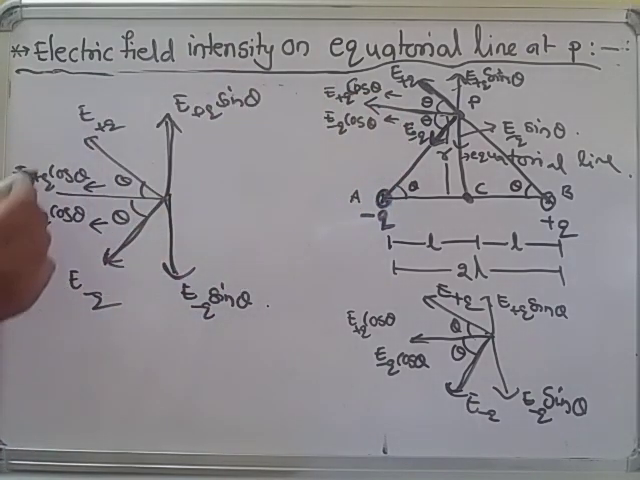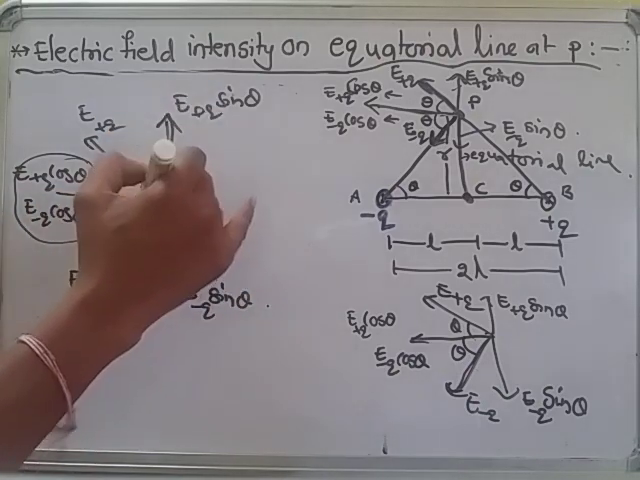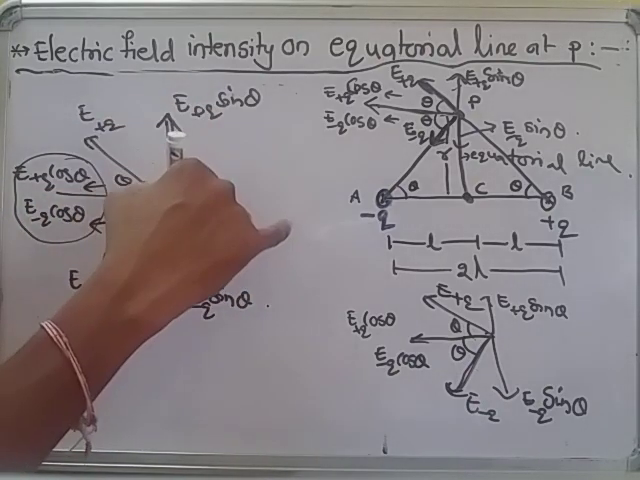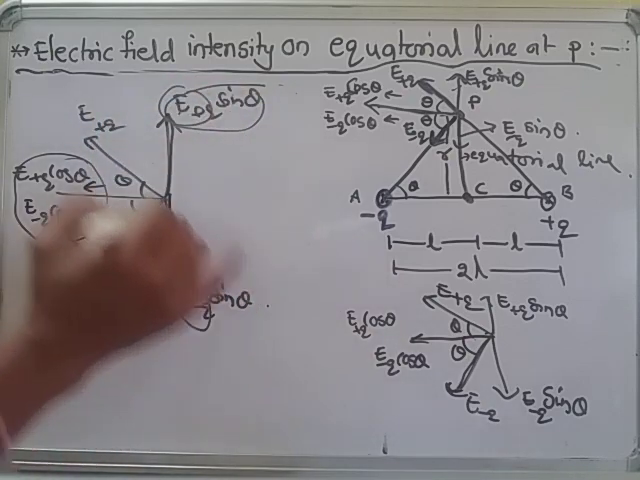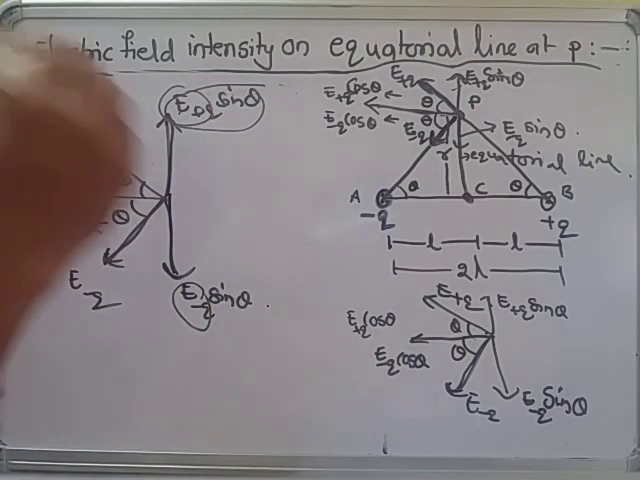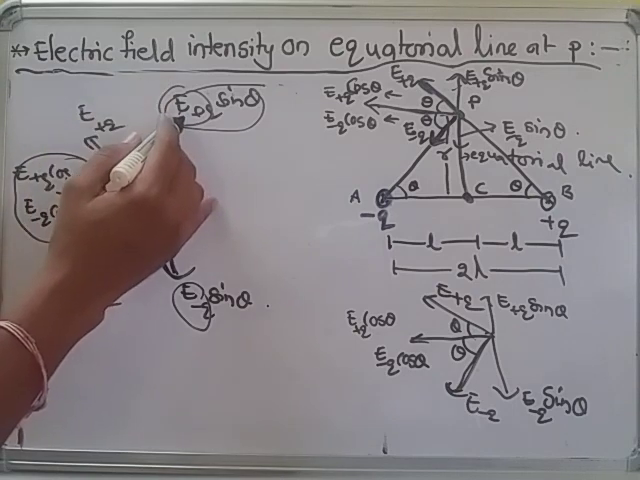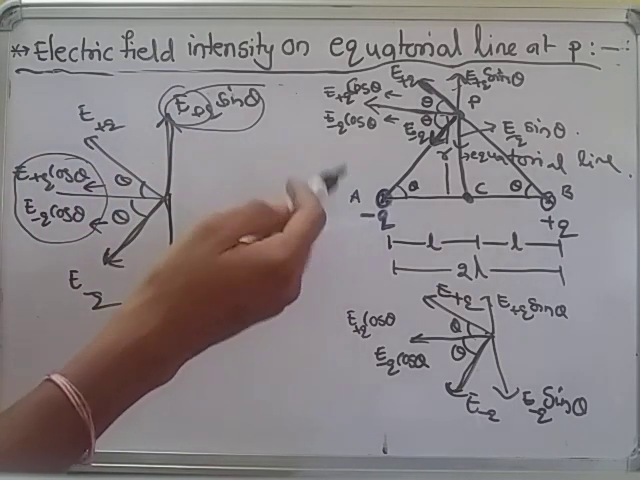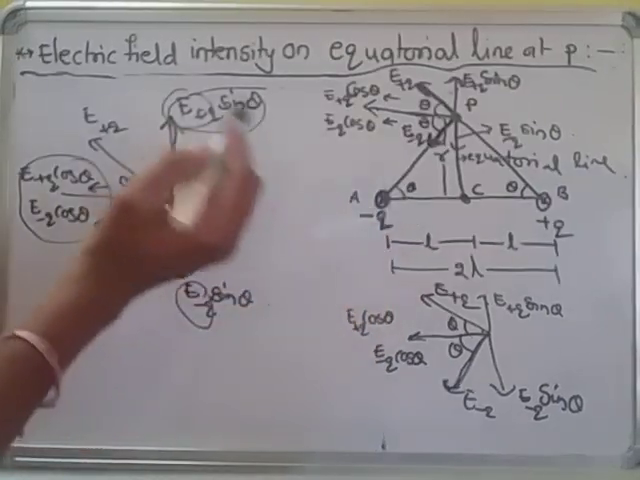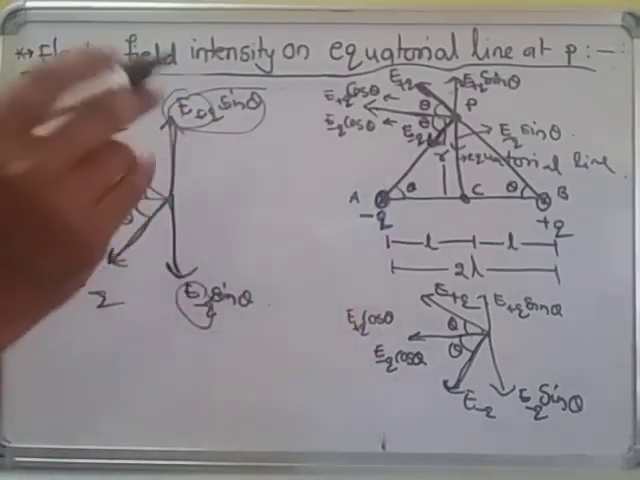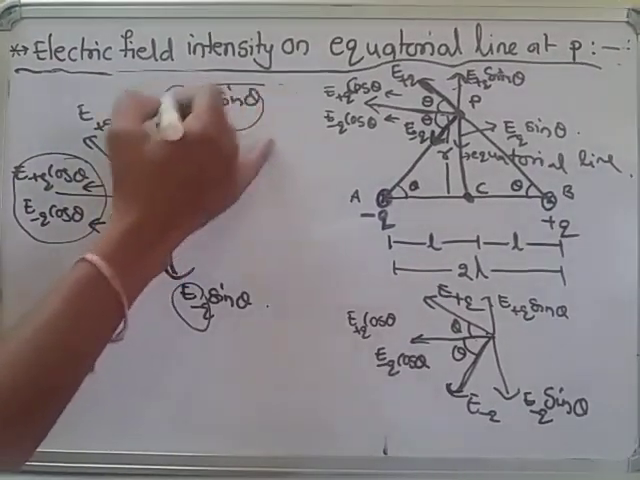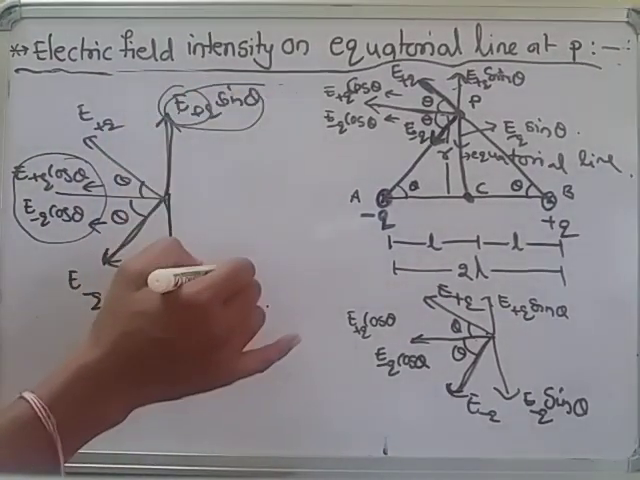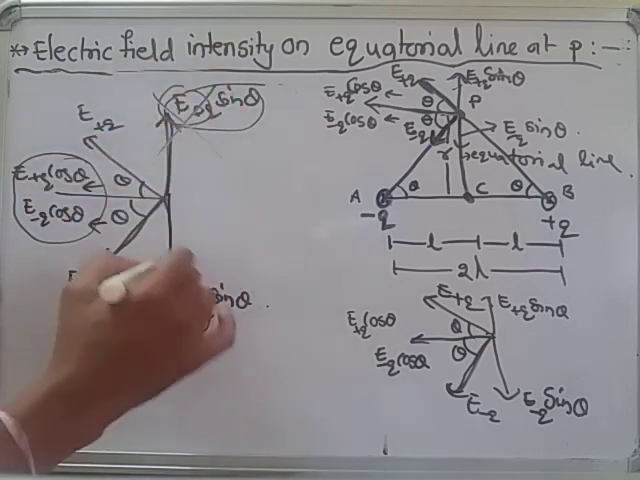That means these two are in the same direction. To find out the net we have to add, but these two are in opposite direction, so to find the net we have to subtract them, but they are equal in magnitude. E plus Q value and E minus Q value are the same. Why? Because electric field E depends upon charge and distance. Charge Q, and distance is also the same for both. That's why E plus Q and E minus Q values are equal. That's why this component and this component are equal and in opposite direction. They will cancel with each other.